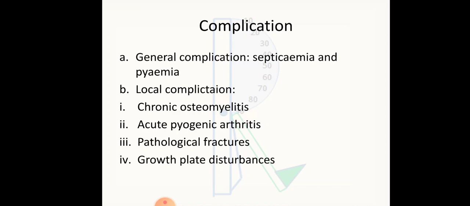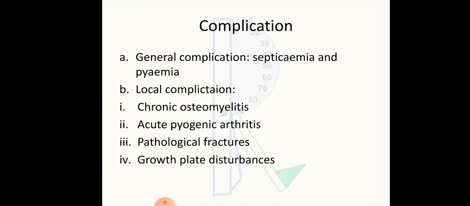Coming to the local complications, first one, chronic osteomyelitis. Anything which is left untreated or delayed for therapy will definitely lead to chronicity. Acute osteomyelitis, if left untreated, will progress to chronic osteomyelitis. Second point, acute pyogenic arthritis. If the metaphysis is intracapsular, the route of travel is not only through the medullary cavity out of the cortex, but also to the other joint surface, thus leading to degeneration of the other joint surface due to the microorganism, known as acute pyogenic arthritis.